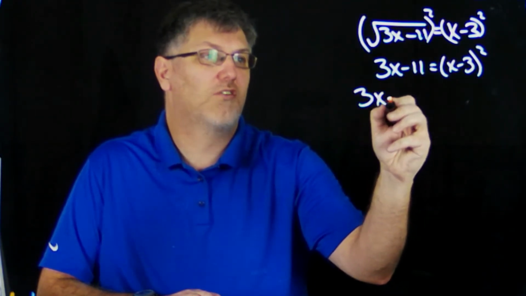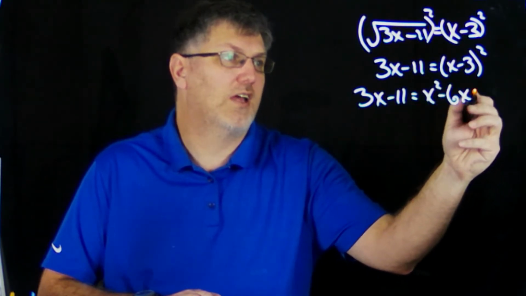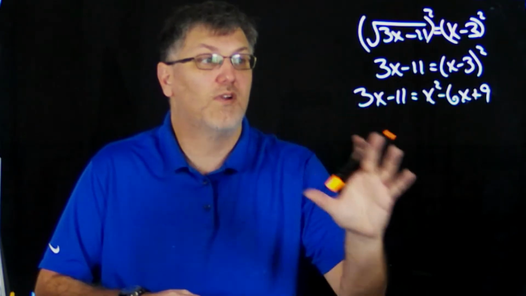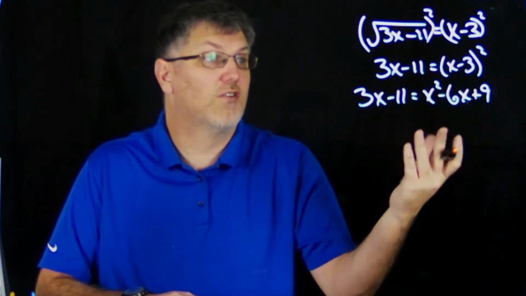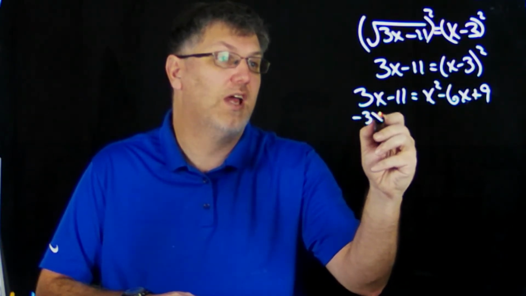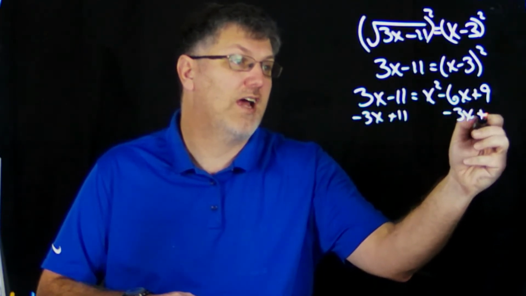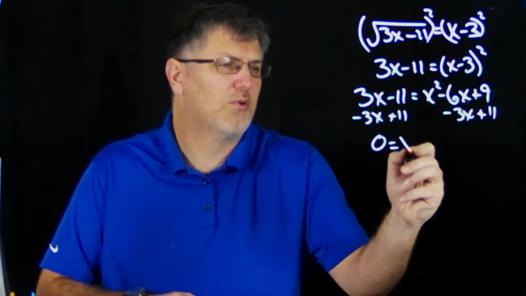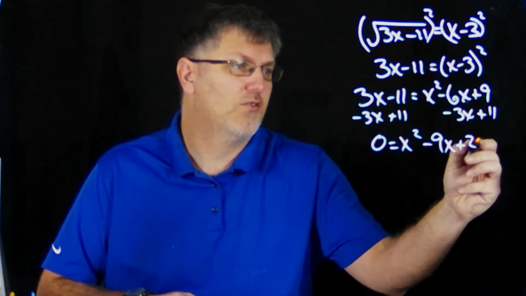So we have 3x minus 11. This is going to be x squared minus 6x plus 9. Then we're going to have to move everything over, get it set equal to 0, and then solve. At this point, we're just solving a quadratic, which we just finished. So I'm going to subtract 3x and add 11 to both sides. I'm going to get 0 equals x squared minus 9x plus 20.